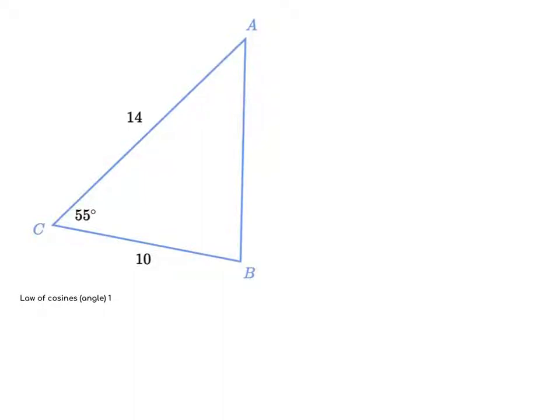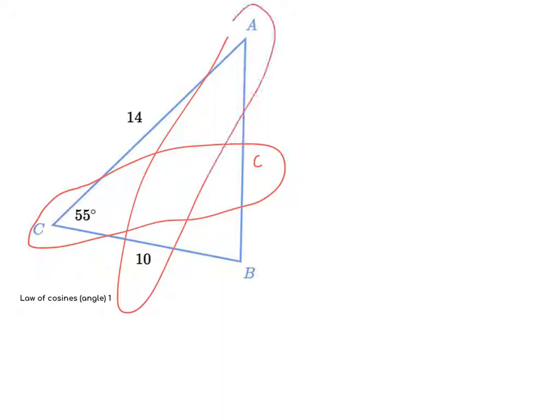Here we're using the law of cosines to solve for side AB, which in this case I'm going to label C, and just checking, we can't use law of sines. We don't have any matching pairs. So let's set this up as law of cosines solving for C.